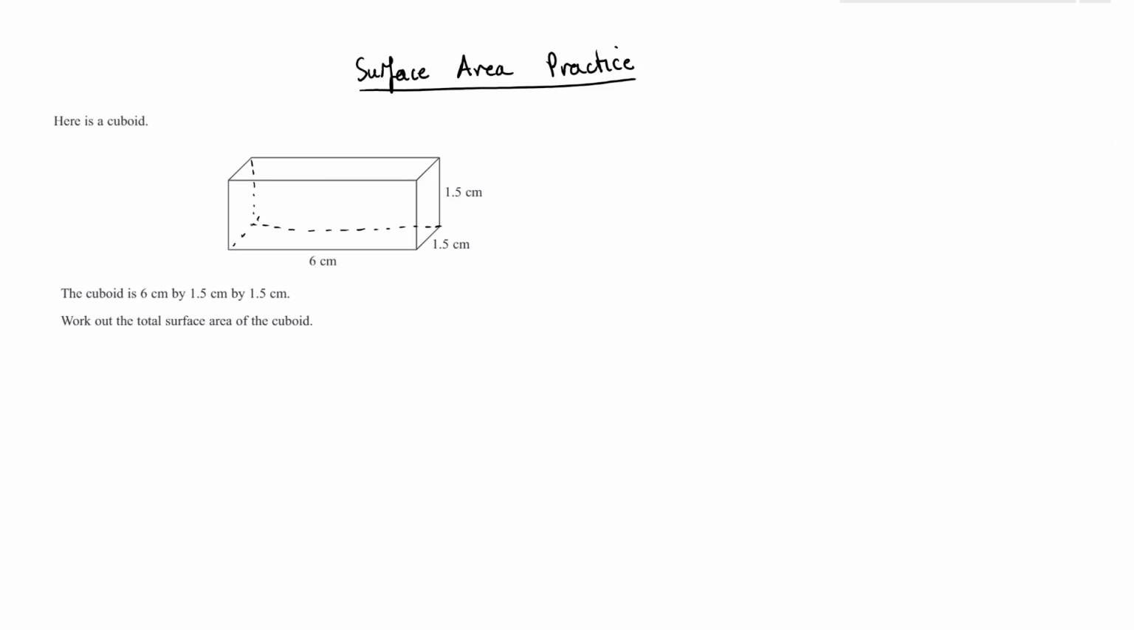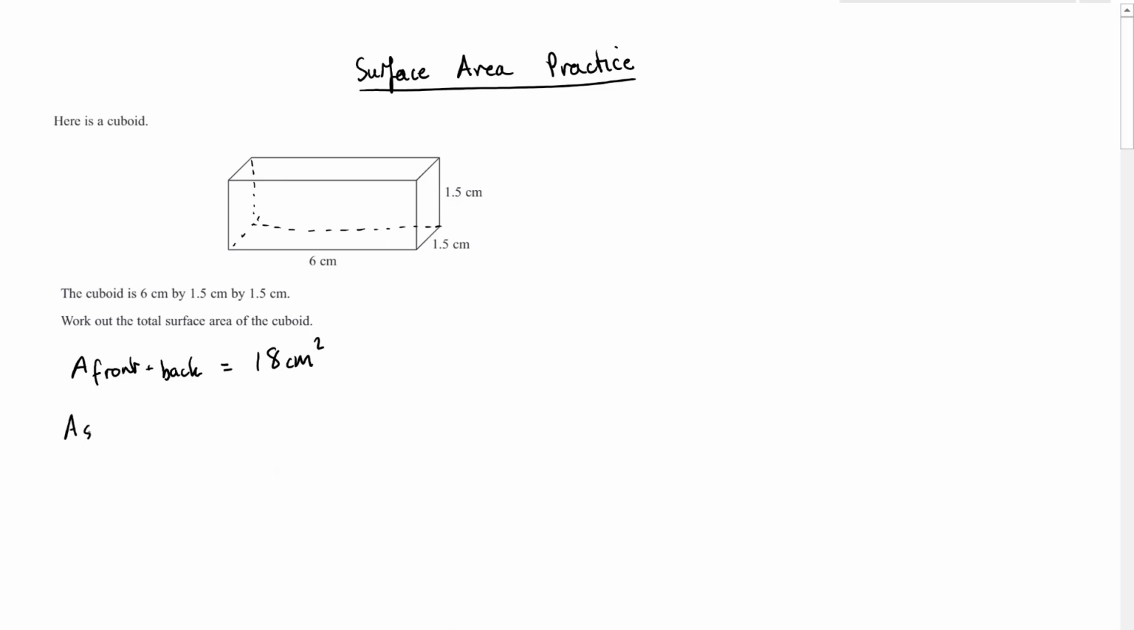So we said for cuboids, the area of the front face is the same as the area of the back face. So let's actually just call this the area of the front plus the area of the back. Well, this is a 6 by 1.5 centimeter face here. So it's going to be 6 times 1.5, which is going to be 9, but 9 centimeters squared for one face, so 18 centimeters squared for both faces, front and back, just by multiplying it by 2.